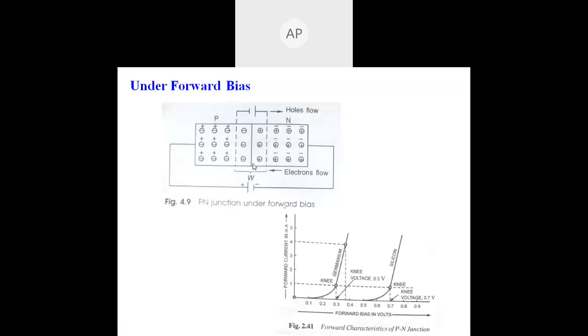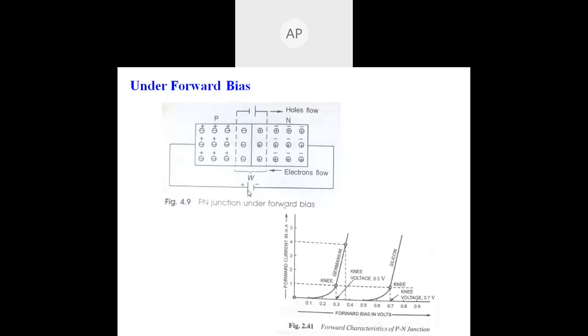So if we apply an external voltage here, before the barrier potential is overcome, this barrier exists, and therefore there is no recombination, no movement of electrons and holes, and no flow of current until the barrier potential is reached. Maybe for germanium it will be 0.3 and for silicon it will be 0.7.